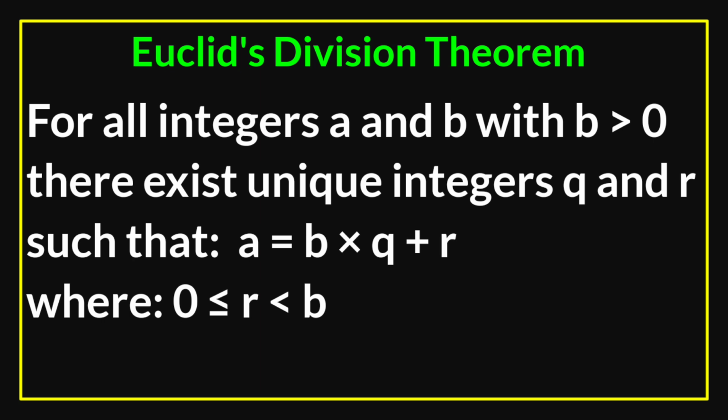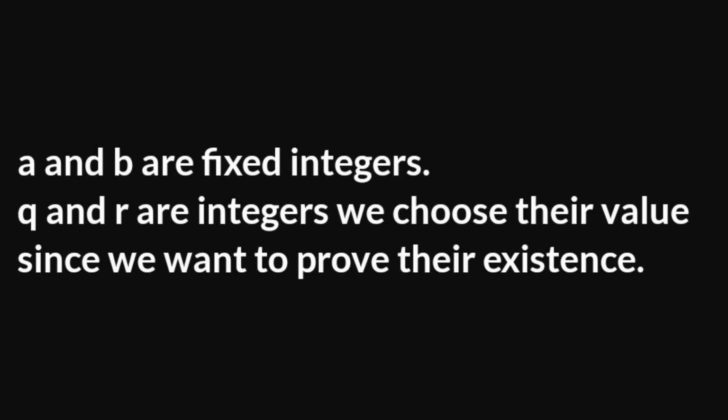We have to prove two things. First, that such integers q and r always exist no matter the value of a and b. And second, that these integers q and r are unique. Before everything, I need to mention that a and b are fixed integers, whereas q and r are integers that we can choose their value since we want to prove their existence. Let's start by proving the existence.